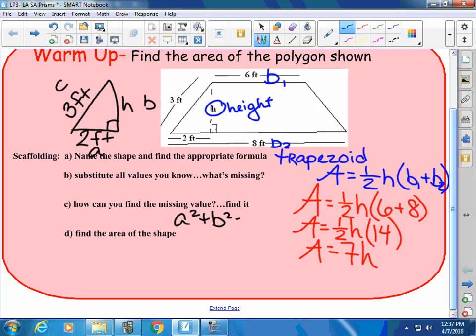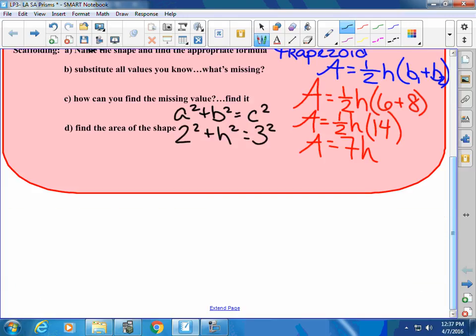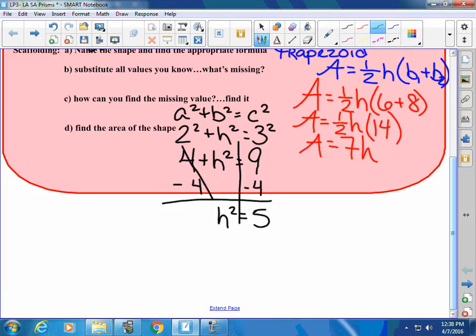A squared plus B squared equals C squared. So we plug in 2 squared plus H squared equals 3 squared. And we simplify. 4 plus H squared equals 9. We subtract 4 from both sides. And then we get H squared equals 5. The only thing we still have to do is take the square root of both sides, so that we have H equals the square root of 5.